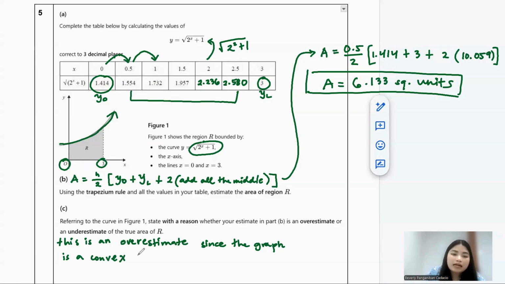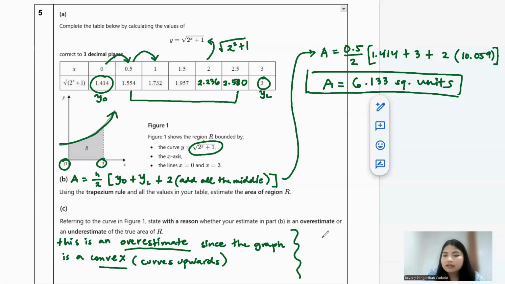I just want to see the word overestimate there and the convex, which you can support by showing that it curves upwards here. And that's it. I can give you the whole marks. But if you want to be more technical, you can compare your estimate, the one you answered in B, which is 6.133, with the exact value, which will be the exact answer from the calculus.